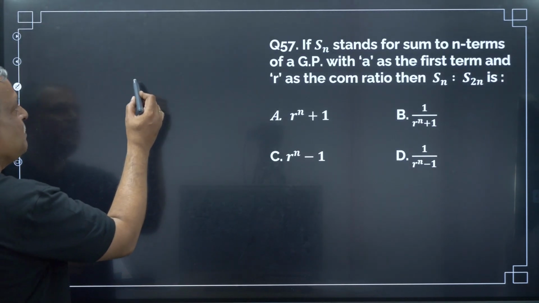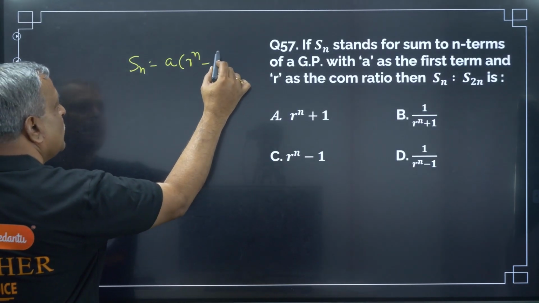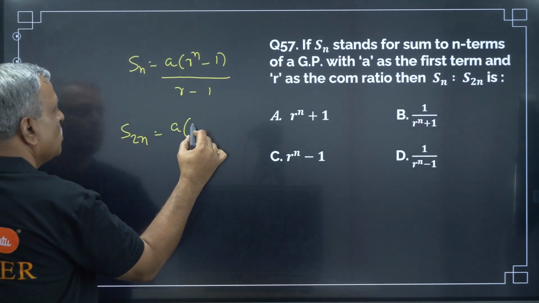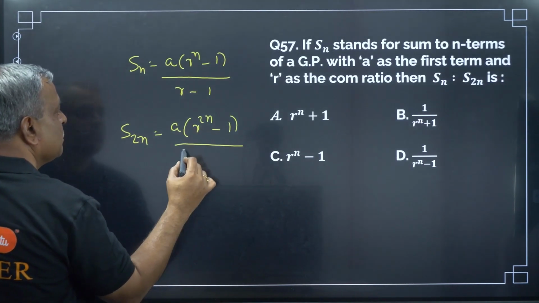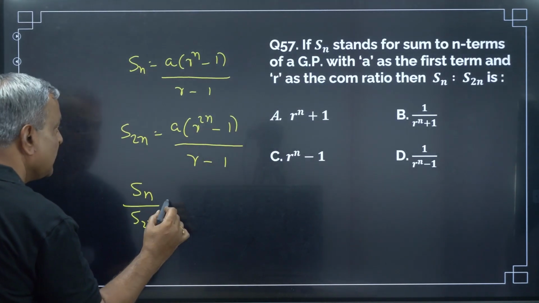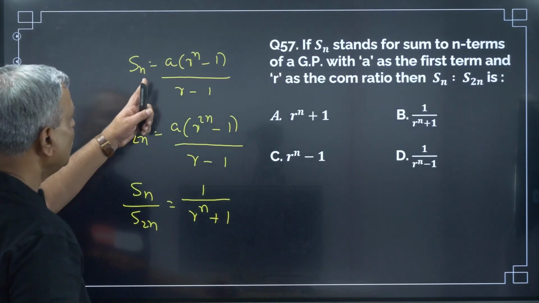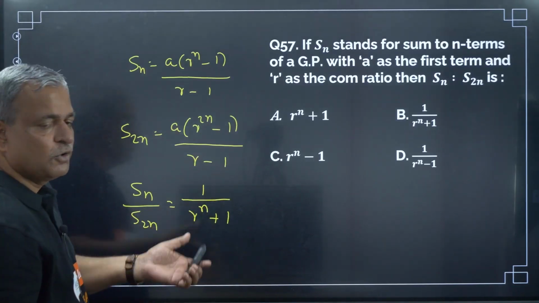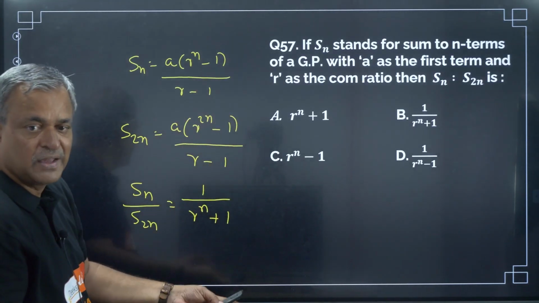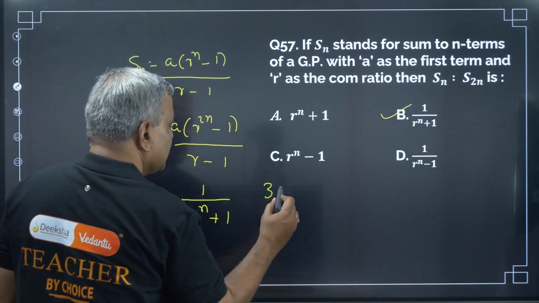Question 57, formula based. Sn formula is a into r to the power n minus 1 by r minus 1. S of 2n is equal to a into r to the power 2n minus 1 by r minus 1. Just you have to divide Sn by S2n, you get 1 by r to the power n plus 1. Very simple. All will cancel. It is in the form of a square minus b square. A minus b will cancel. A plus b will be left over. Option B. It takes hardly 30 seconds.